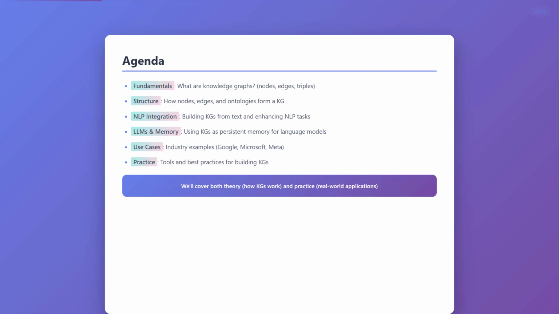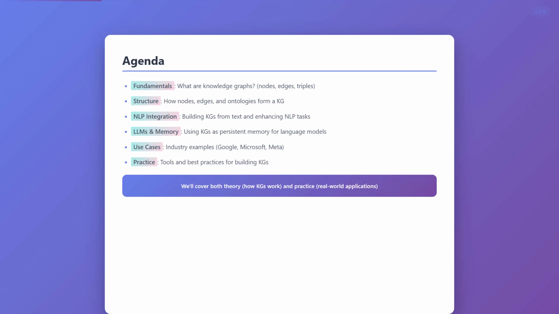Here is what we'll cover in the next 15 minutes. We'll start with the fundamentals. What exactly is a knowledge graph? And how do nodes and edges work? Then we'll explore how they integrate with natural language processing. And most importantly for many of you, how they can solve the memory problem that plagues current LLMs.